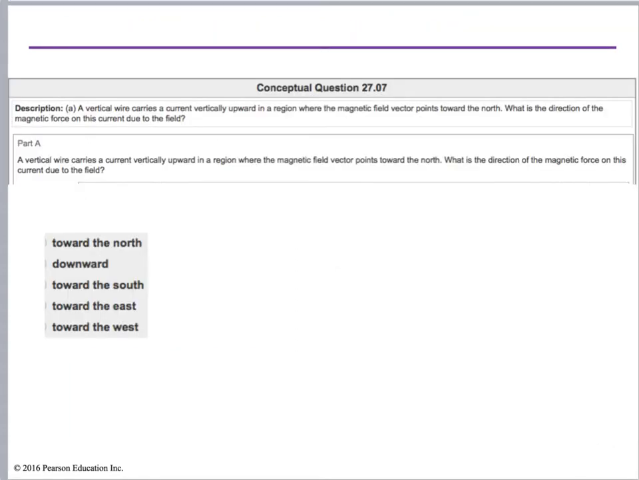Let's look at a problem and see if we can see how we would apply that. So here we have a vertical wire carrying current vertically upward in a region where the magnetic field vector points towards the north. What is the direction of the magnetic force on this current due to the field? This is a problem that uses the idea that we've talked about before, where we imagine a plane that's tangent to the Earth, that plane holds the north, south, east, west directions, and then this would be up and this is down. Those are the third dimensions.